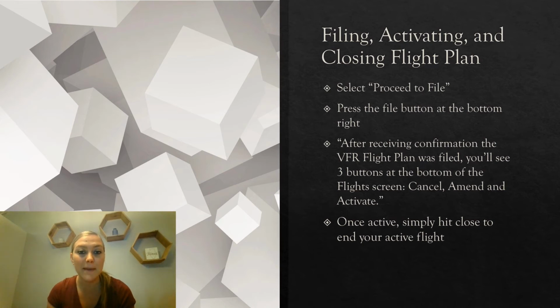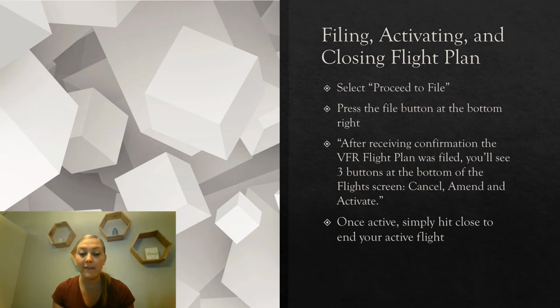So go back to the main flights page section that you were on. At the bottom right-hand side of the screen, it's going to say Proceed to File. Selecting that, it's going to give you a final chance to verify all of your information, and then you just select the File button. Once you've hit the File button, it's going to give you three options. It's going to say Amend, Activate, or Cancel.